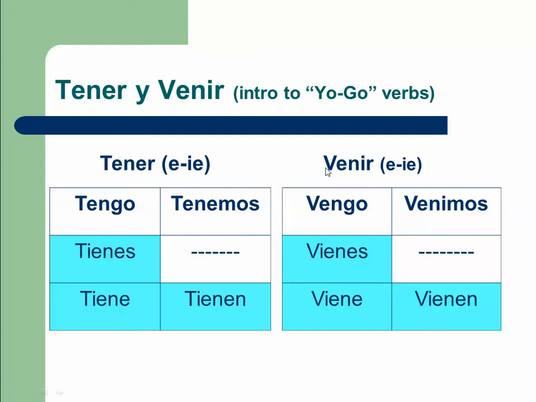The only thing that's different about tener and venir is that tener is an ER verb, so it has an E here, and venir is an IR verb, so it has an I. Venimos instead of venemos. Tenemos and venimos. So it's vengo, vienes, viene, venimos, vienen, and it means to come. Tener is to have, as you already know.